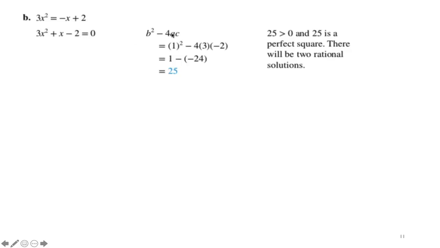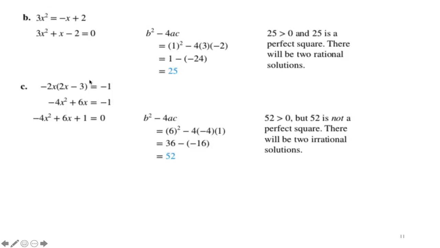Now applying b squared minus 4ac, I get 25. Positive means that this equation has two real solutions. And in fact, 25 is a perfect square. So this equation has two rational solutions, which is nice. That means each is either an integer or a fraction of integers. So no radicals for this equation.